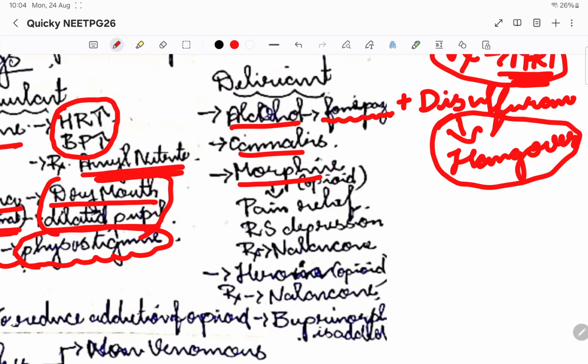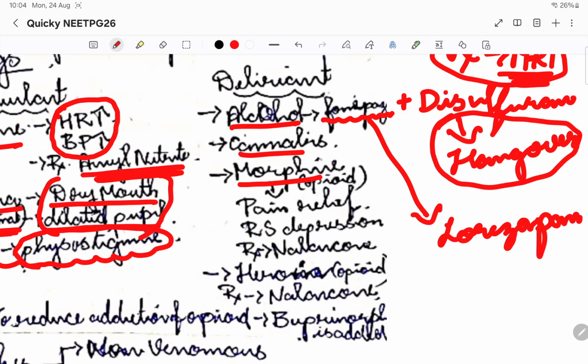Okay, so fomepizole is the antidote, but in acute management it is going to be lorazepam. Lorazepam or a benzodiazepine is used for acute management. And what we do is, if he's a hypoglycemic patient who has been admitted to the emergency department, we'll give the diazepam, and then we'll go for thiamine infusion, and then we'll give dextrose.